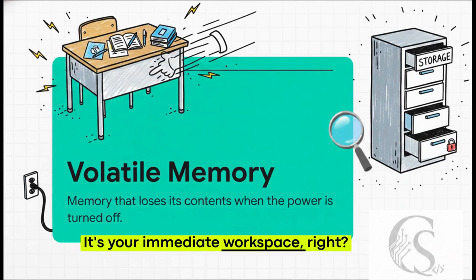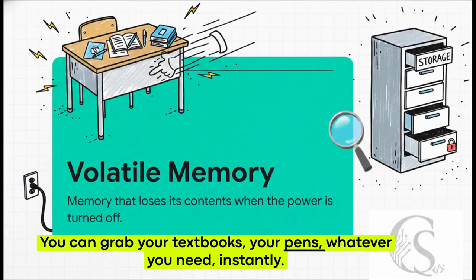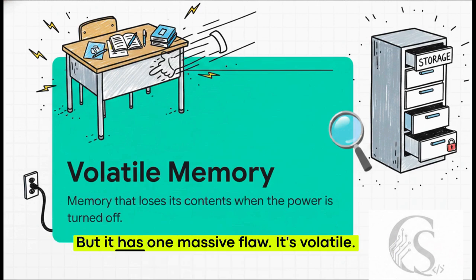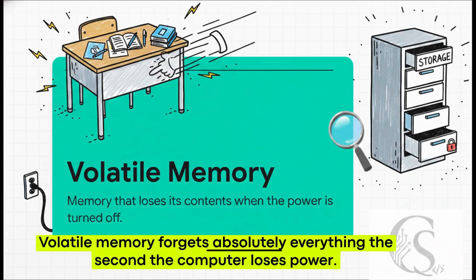It's your immediate workspace, right? You can grab your textbooks, your pens, whatever you need instantly. But it has one massive flaw. It's volatile. Volatile memory forgets absolutely everything the second the computer loses power.